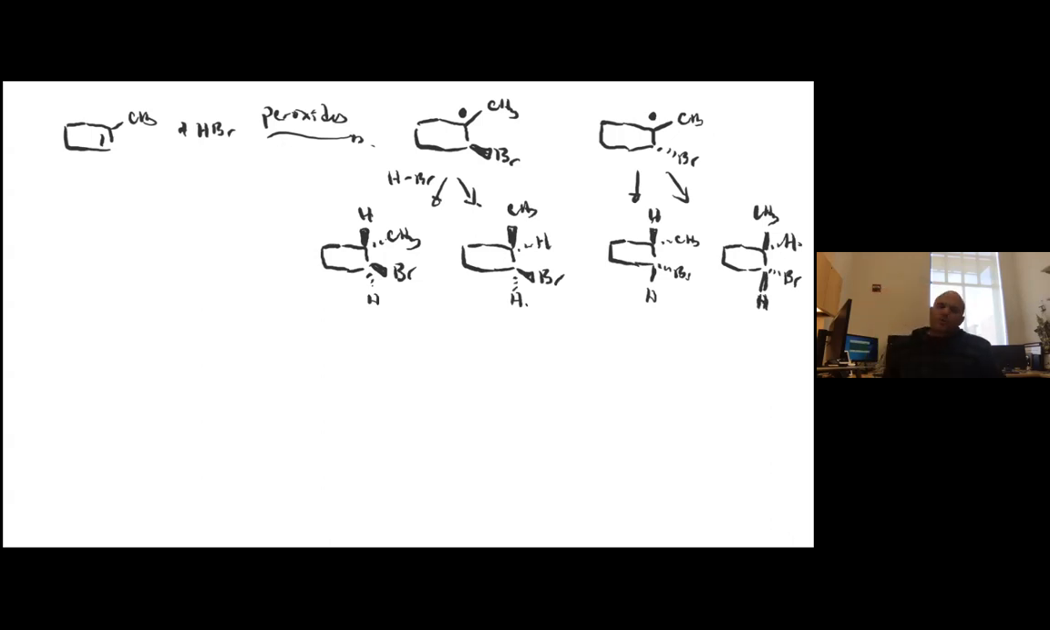Okay, so again, you don't necessarily need to copy this down. You'll have it in the key. But the point is that with respect to the facial selectivity of addition of that hydrogen atom to the radical, with respect to the bromine, it's non-selective. And so you get addition to the top or the bottom. And so you get a mixture of diastereomers, and then each of those is formed as a racemate.